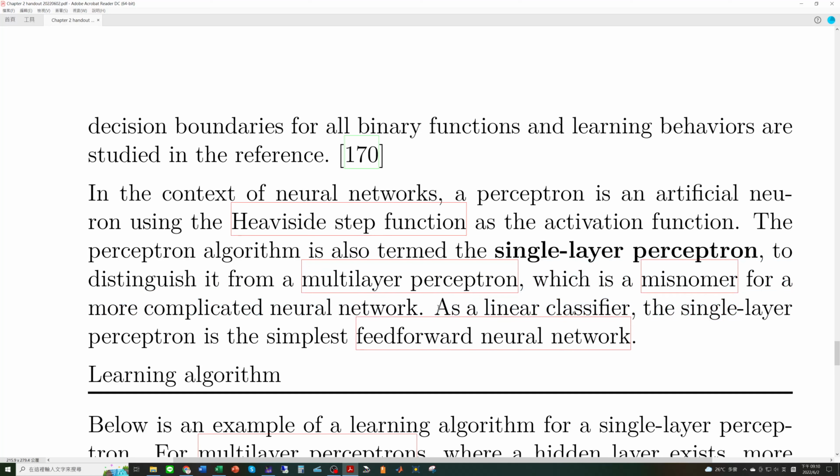As a linear classifier, the single-layer perceptron is the simplest feed-forward neural network. I will introduce what a feed-forward neural network is later.